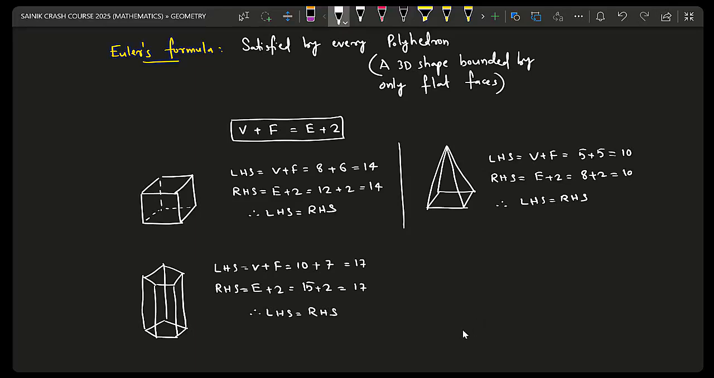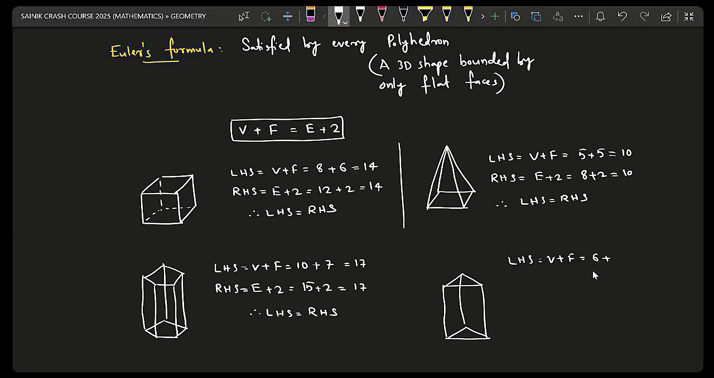You want a triangular prism? Yes, sir. Let's take a triangle at the base and another triangle at the top and let's start connecting. So is this a triangular prism? Yes, sir. Okay, let's take LHS, that is V plus F. Number of vertices, how many? Sir, 6. Very good.